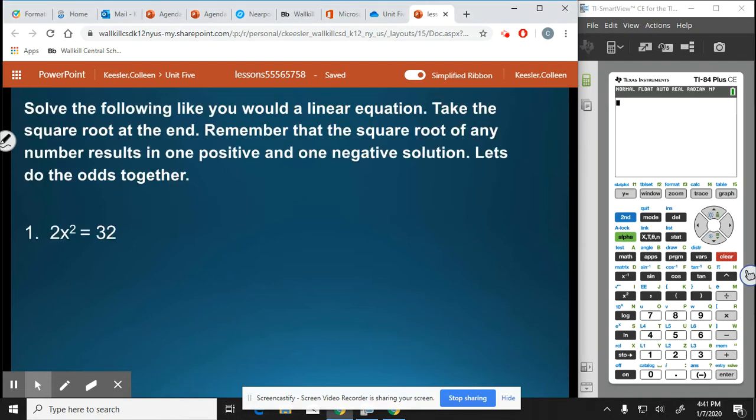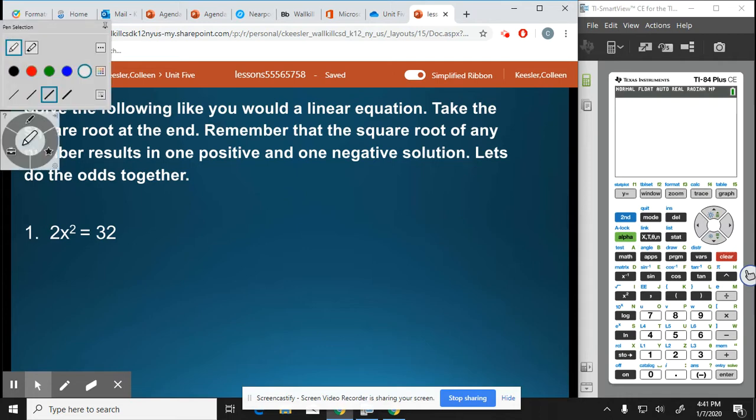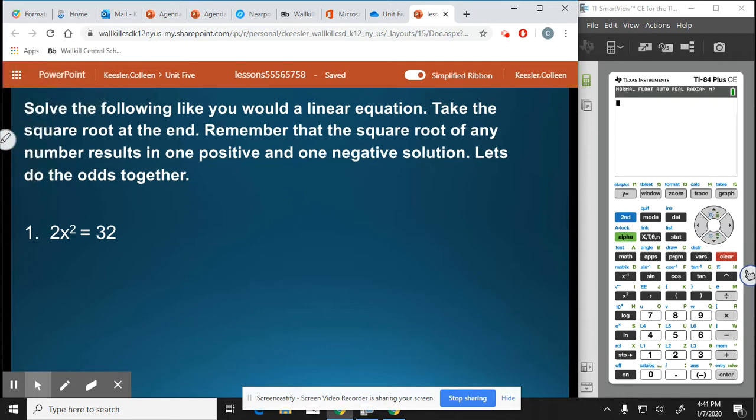So solve the following like you would a linear equation. Take the square root at the end. Remember that the square root of any number results in one positive and one negative solution. Let's do the odds together. All right, so this is actually really easy, doesn't involve any factoring. I want to get the x squared term by itself, so I divide by 2. It gives me x squared equals 16. I want to get rid of the square, so I take the square root, and I get x equals 4 or negative 4. It has to be both.